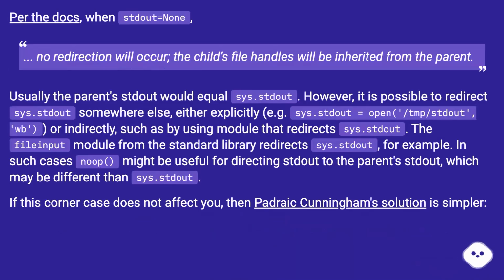From the docs, when stdout equals None, no redirection will occur, the child's file handles will be inherited from the parent. Usually the parent stdout would equal sys.stdout. However, it is possible to redirect sys.stdout somewhere else, either explicitly, for example sys.stdout = open('/tmp/stdout', 'wb'), or indirectly, such as by using a module that redirects sys.stdout. The fileinput module from the standard library redirects sys.stdout, for example. In such cases null might be useful for directing stdout to the parent stdout, which may be different than sys.stdout. If this corner case does not affect you, then Podrick Cunningham's solution is simpler.